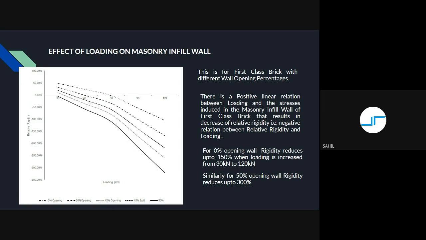For our results, for 0% opening wall, rigidity decreases up to 150% when loading is increased from 30 kilonewton to 120 kilonewton. Similarly, for 50% wall opening for the first class brick, the rigidity decreases up to 300% when the load is increased from 30 kilonewton to 120 kilonewton.